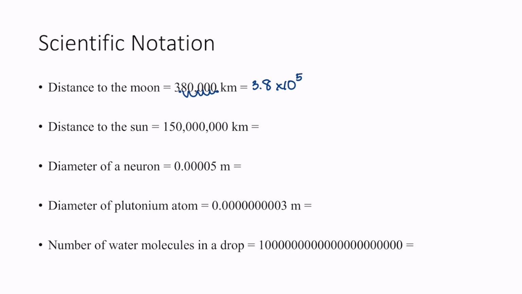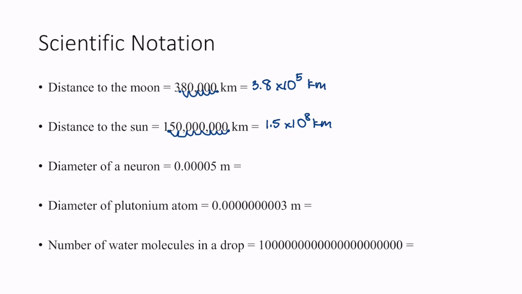Now I can do the same thing with the distance to the sun. I'm going to write my decimal point in there, find where I need to move it. 1, 2, 3, 4, 5, 6, 7, 8. So the distance to the sun is 1.5 times 10 to the 8 kilometers.